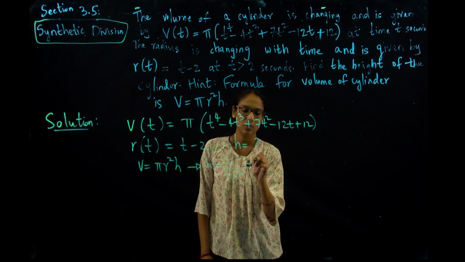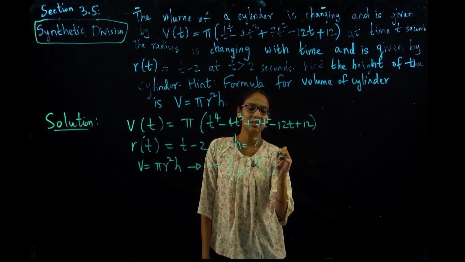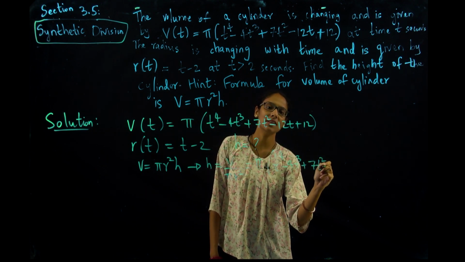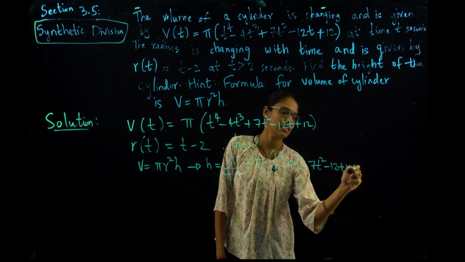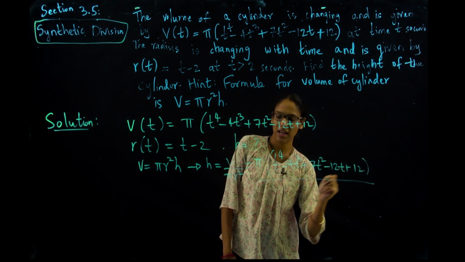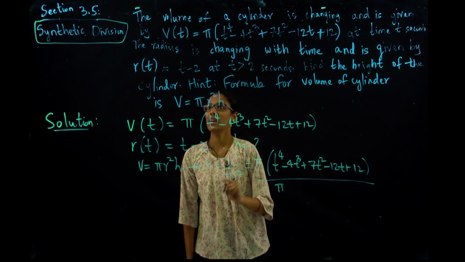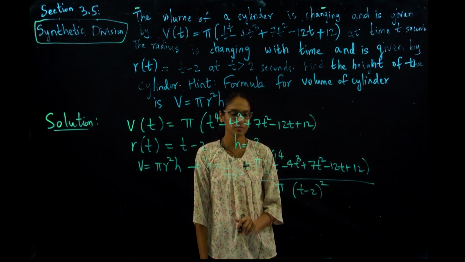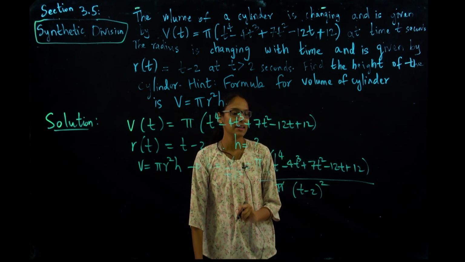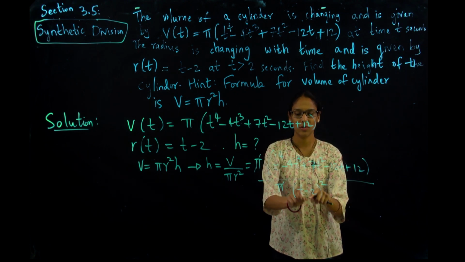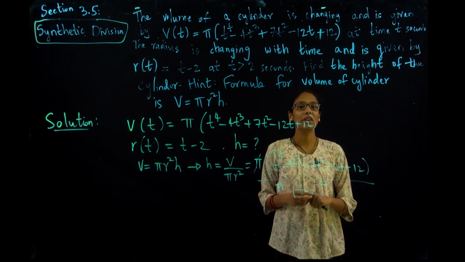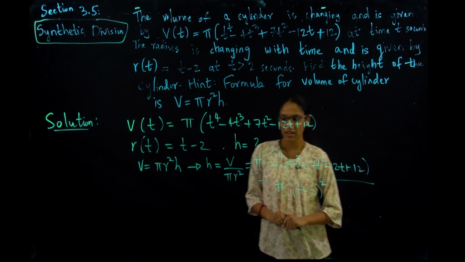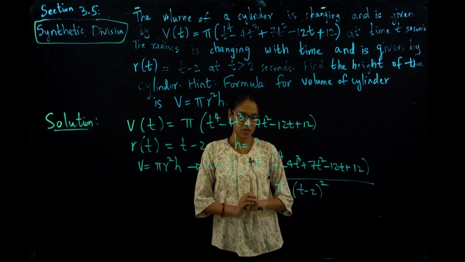Let's plug in the values. V is given as pi times t to the 4 minus 4t cubed plus 7t squared minus 12t plus 12, divided by pi times radius squared, so t minus 2 whole squared. We can cancel the pi and the pi. So we are left with this quotient. Hence, we have to do polynomial division to solve for h, and then you'll get h as a function of t. Now, there are two ways to proceed with this division.